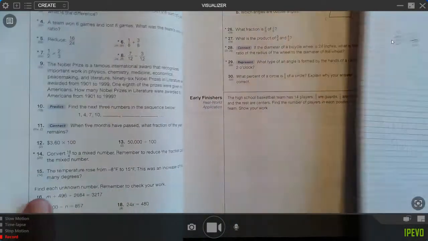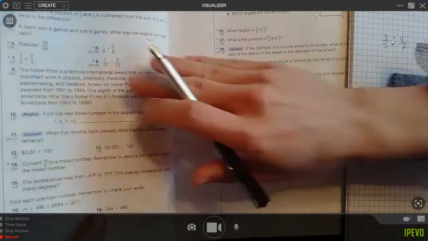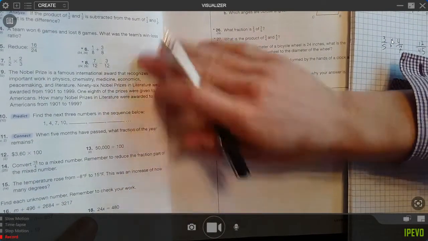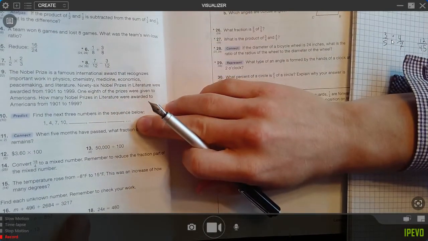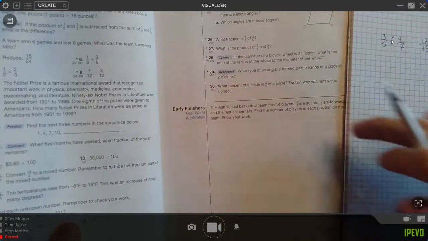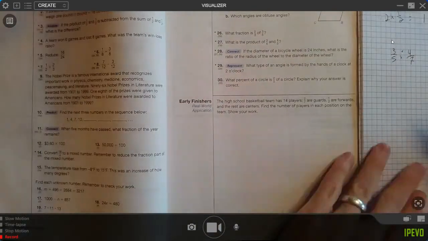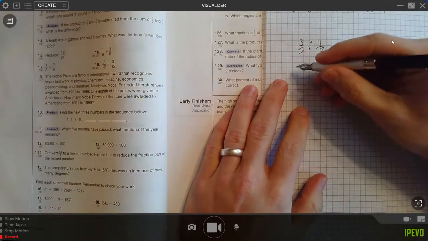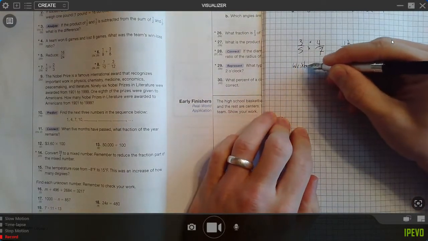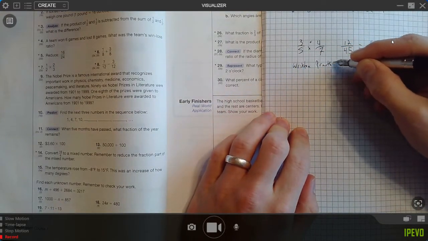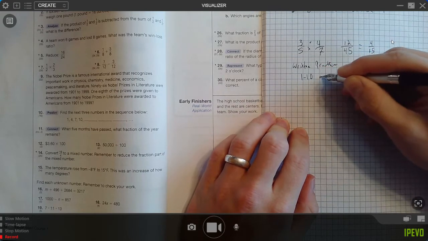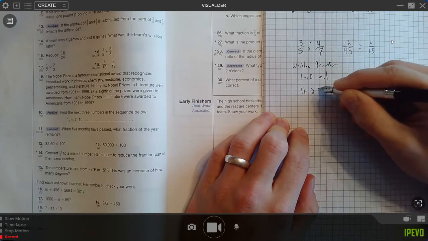What I would like you guys to do is let's do 1 through 10 all, and then 11 through 29 odd, okay? So the work today, the written practice, 1 through 10 all, and then 11 through 29 odd, okay?